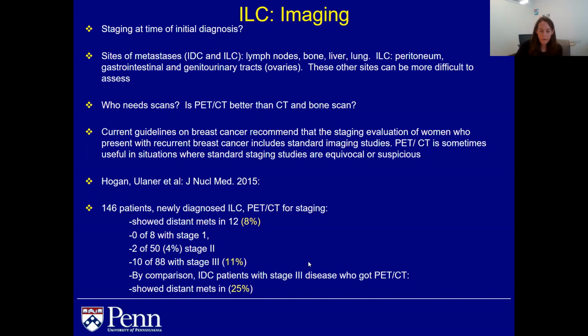So I just wanted to show that data to emphasize again that the risk of metastasis was low in the patients with very early stage disease. But what was important to think about in our patient that I presented, our hypothetical patient, was that she did have stage 3 cancer and she had complaints. And so both of those findings warranted the staging studies in her case.